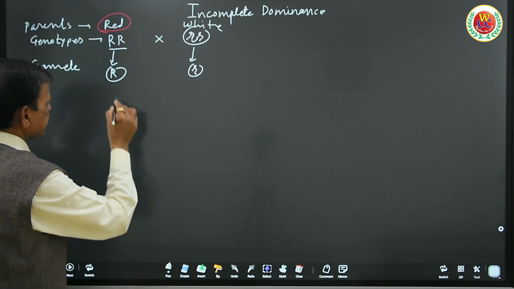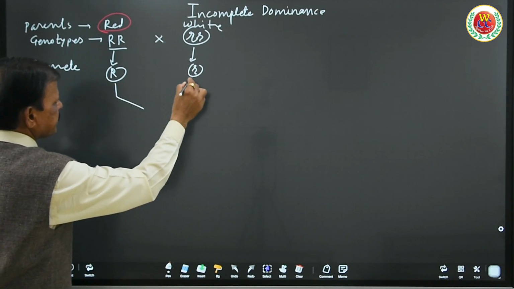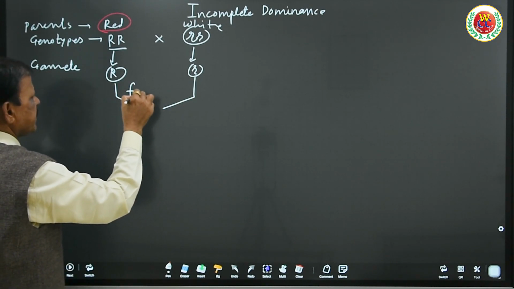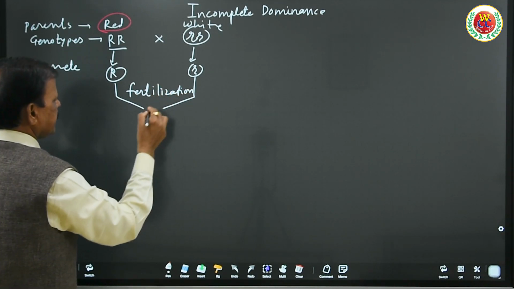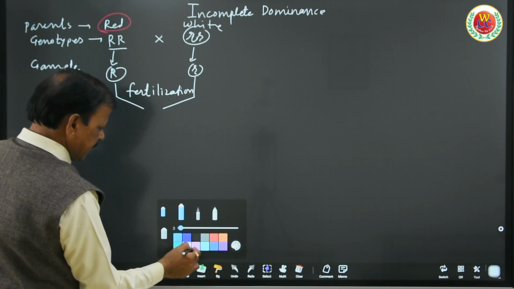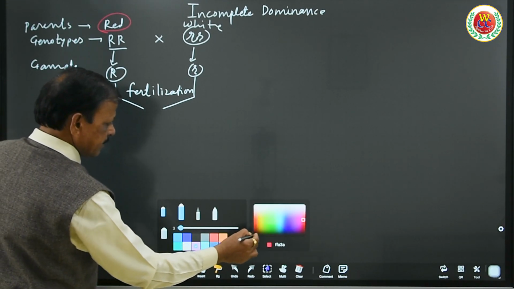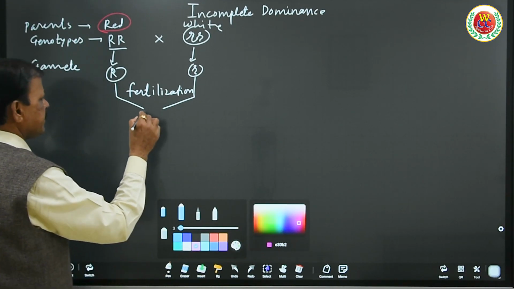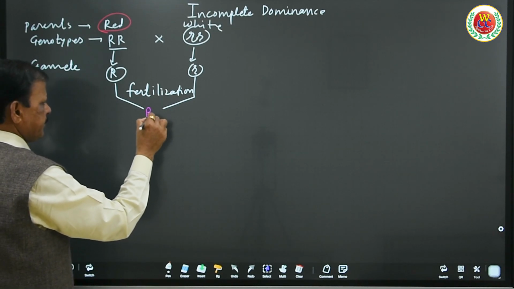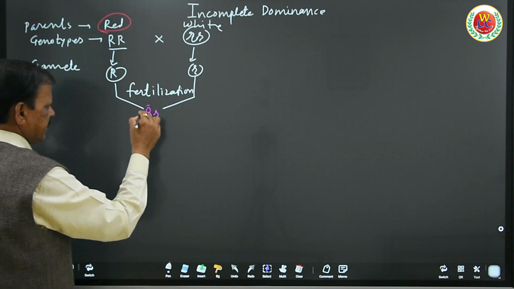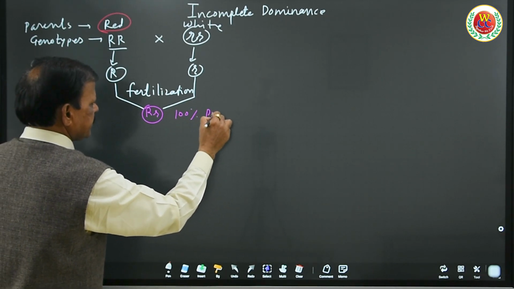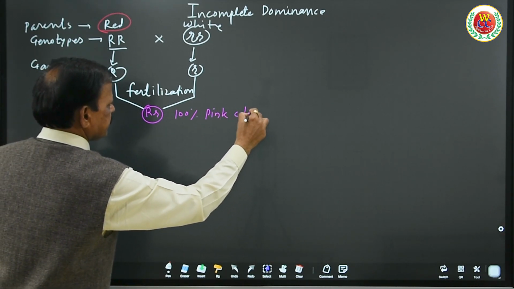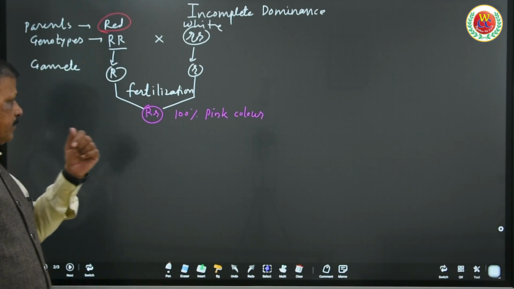Expected was red after fertilization, but pink color appeared. So the flower with capital R, small r, 100% of flowers appear pink color. It was unexpected. Expected was red.